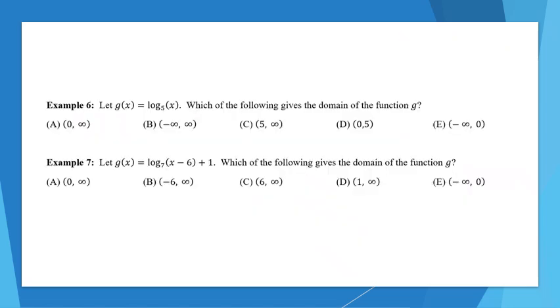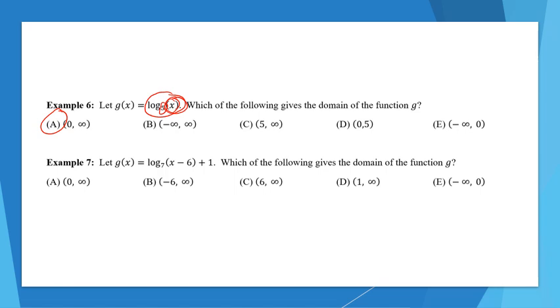And so let's take a look at example 6. Which of the following gives the domain for the function g? Here we just have a regular logarithmic function. There's no horizontal translation. The only thing that's changed is our base, but that doesn't affect the domain, right? What numbers can we plug in that doesn't give us 0 or negative? It's just going to be our regular domain. So A is our correct answer here.